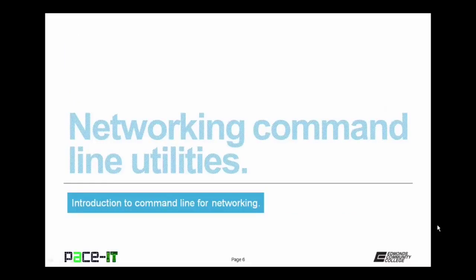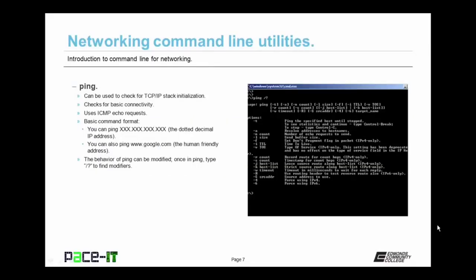Now let's talk about some networking command line utilities. The first command we're going to discuss is ping. Ping can check for TCP/IP stack initialization if you ping address 127.0.0.1. It's also used to check for basic connectivity between two nodes, which is really useful when diagnosing network issues. It uses ICMP echo requests as kind of a sonar system. It sends a signal out and then waits for the response back and logs it.